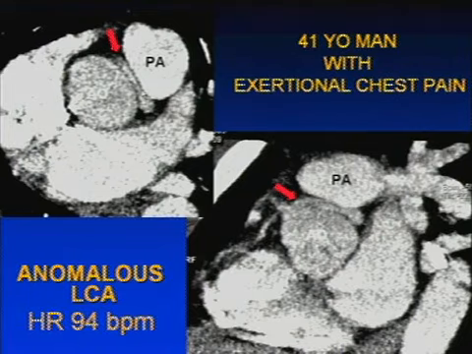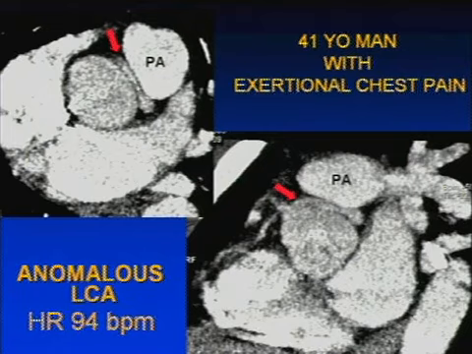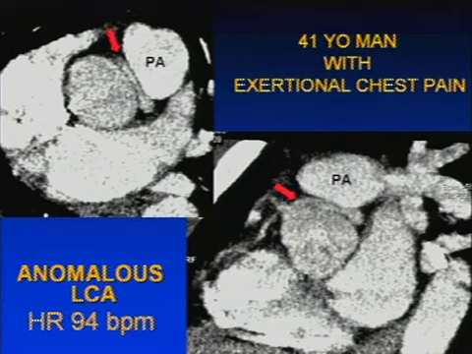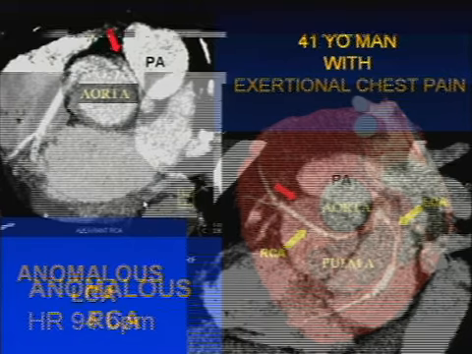The problem is that the artery can get squeezed as it's passing between the pulmonary artery and the aorta. And this is one of the causes of sudden death. So this patient went on and did have surgical correction of this anomaly. So not beautiful images, but certainly diagnostic images, and that was what was important in this case.